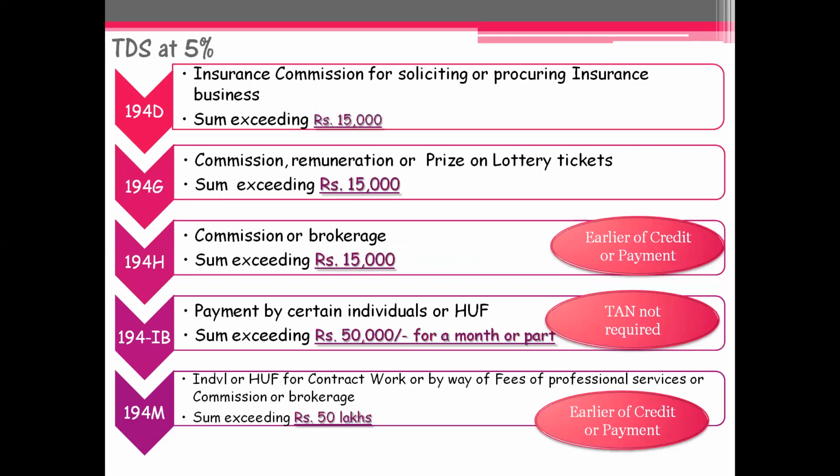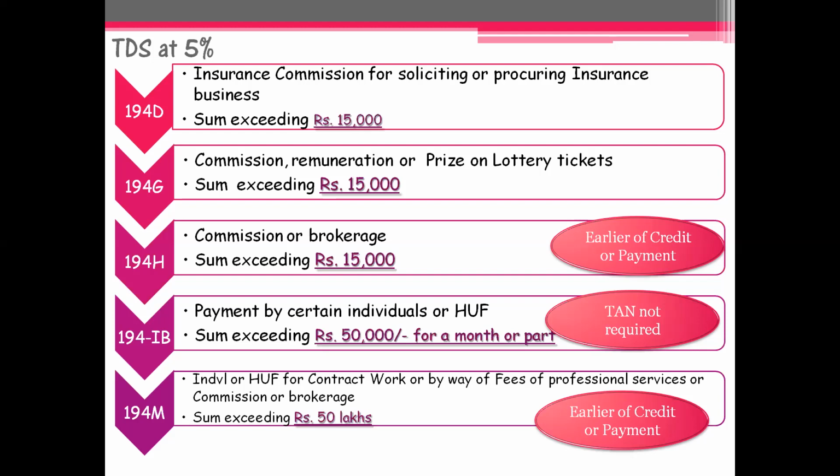It's just a plain reading of English. Just remember the threshold and the rate of tax, because there is no room for interpretation in these cases. So 194D is a plain reading: insurance commission for soliciting or procuring insurance business for a sum exceeding rupees 15,000, you'll have to deduct tax at 5%. Next is commission, remuneration or prize on lottery tickets. Whatever the name, whatever is received as a commission against the prize on lottery tickets, you'll have to deduct tax at 5% for any sum exceeding 15,000. So it is easy to remember.